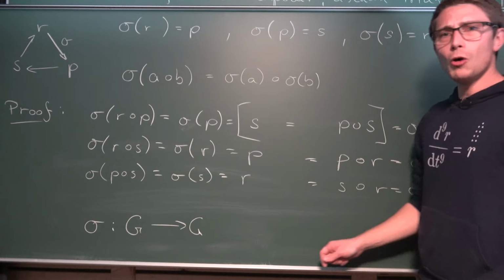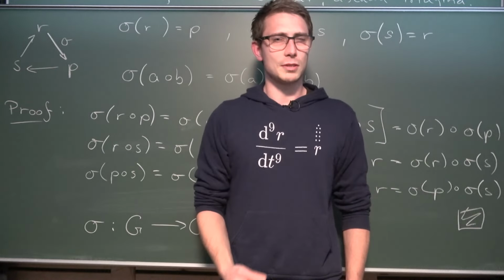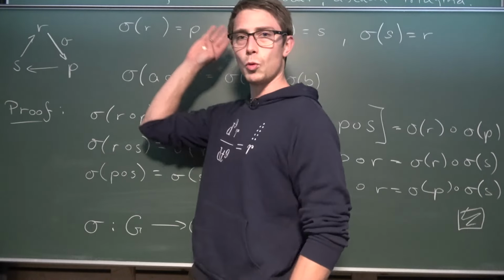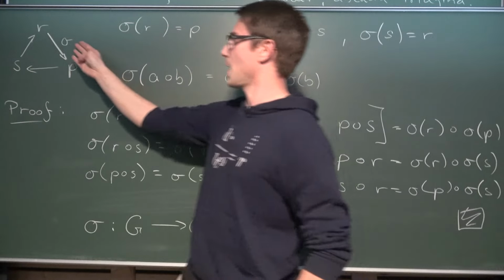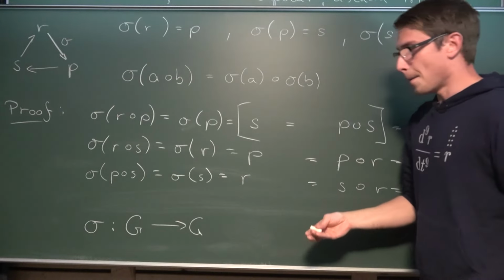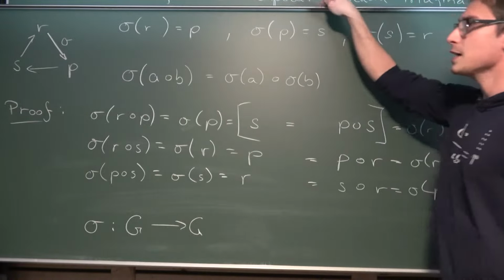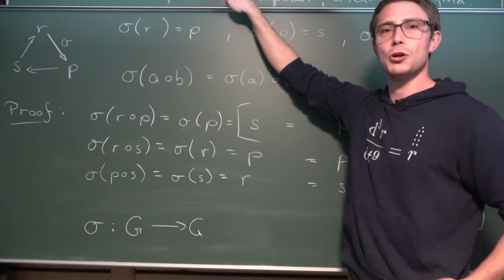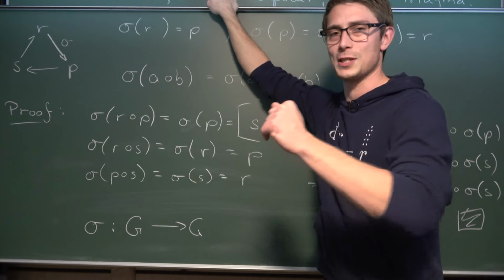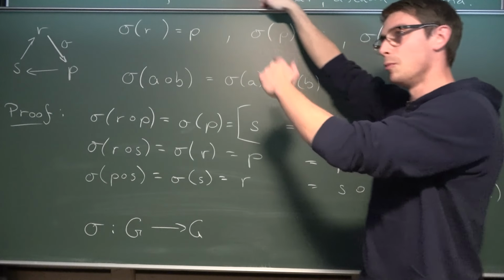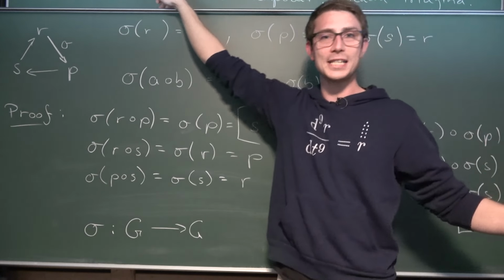Now, a homomorphism in and of itself isn't that useful right now, so we have preserved the structure. So what is going to happen at first is going to happen here in this triangle too, but it's going to become a lot more useful and interesting if we take a look at the notion of an automorphism. So what is an automorphism? It's a homomorphism, which is also a bijection.